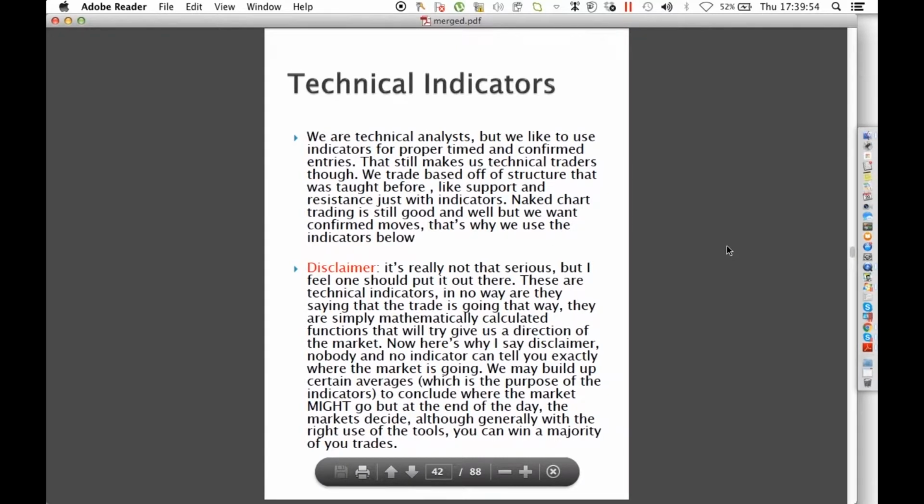Although generally with the right use of the tools, you can win a majority of your trades. So no guru, nobody, whether they have 50 years experience in the market or 1 day experience in the market, can tell you exactly where the market is going to go. And like we discussed in the beginning, trading is based on probabilities. So that's how you're going to trade. These indicators just show you where the probabilities are.